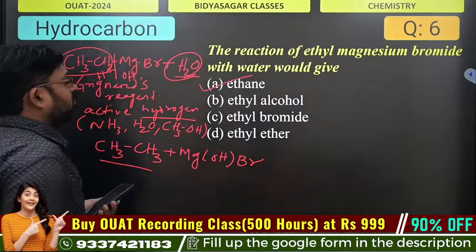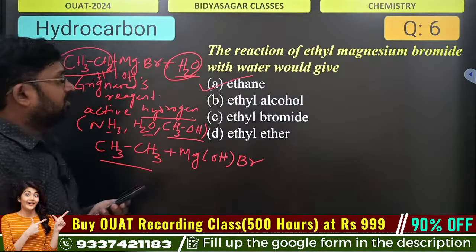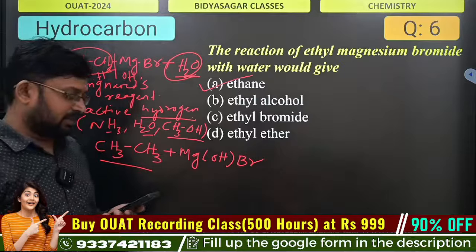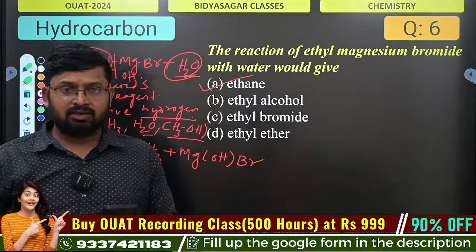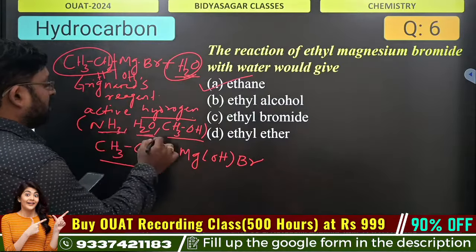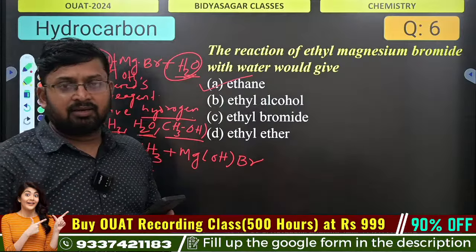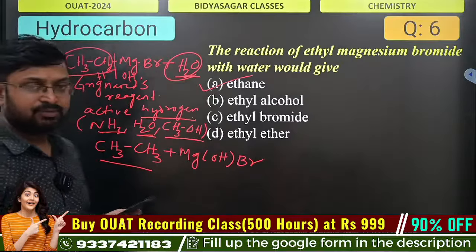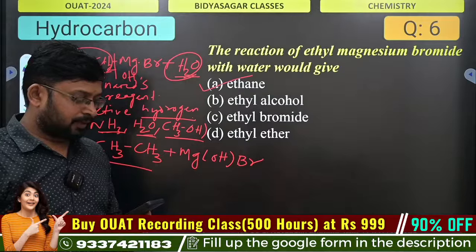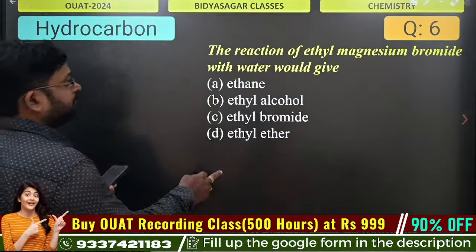So not only water, any molecule with active hydrogen like ethanol, ammonia, water, acetylene, will react with the alkyl part of the Grignard's reagent and give you the corresponding alkane. Very important question. If the question comes for ammonia, water or CH3OH, it will give the same alkane, only the side product will change. Fine? All are getting? We'll move to the next slide.